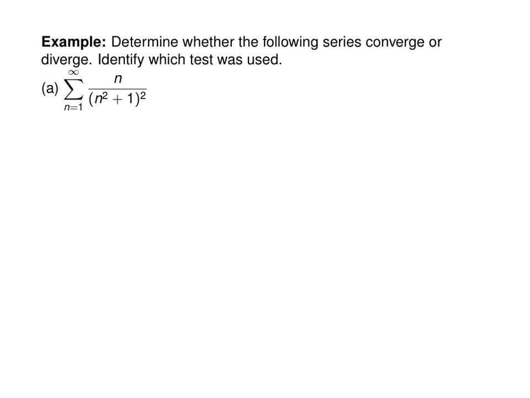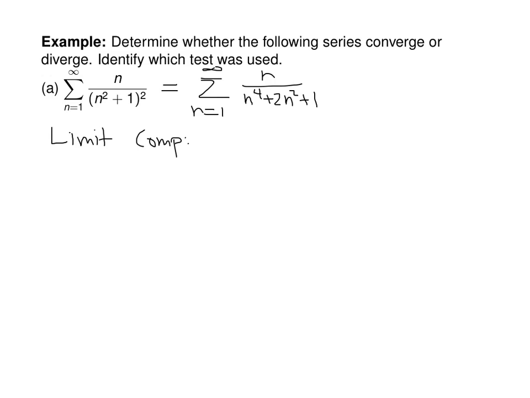Since our previous example used direct comparison, on the next one let's use a limit comparison test. So first of all, I'm going to expand out the denominator and write that as n over n to the 4th plus 2n squared plus 1. So we'll apply the limit comparison test with a sub n equal to the terms of the series, so n over n to the 4th plus 2n squared plus 1, and b sub n equal 1 over n cubed.